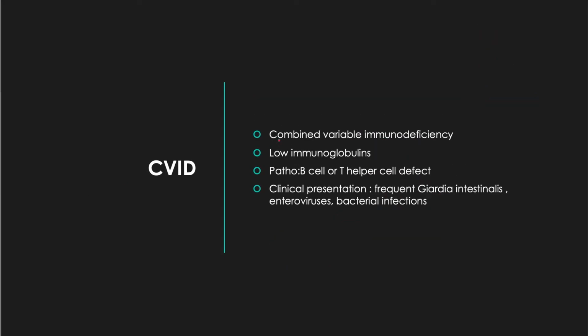Now we're going to move on to combined variable immunodeficiency. There's going to be low immunoglobulins, and the pathology is again a B or T helper cell defect. That is why we'll be having low immunoglobulins, and the clinical presentation is again frequent Giardia intestinalis, enterovirus, and bacterial infections.